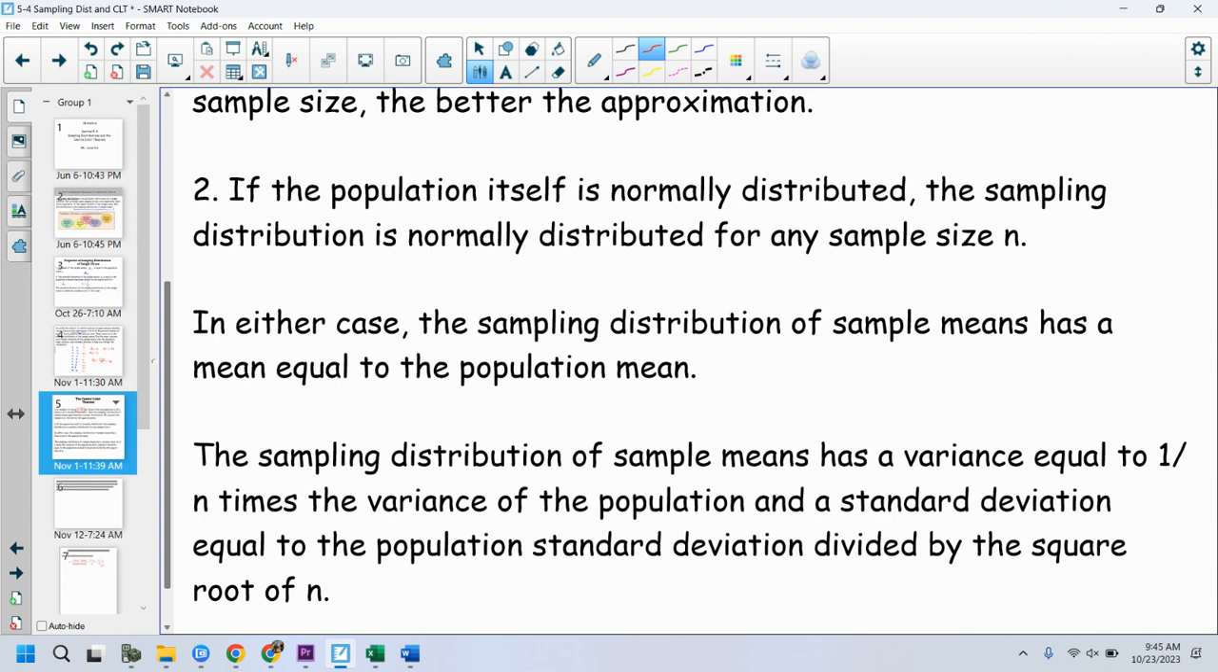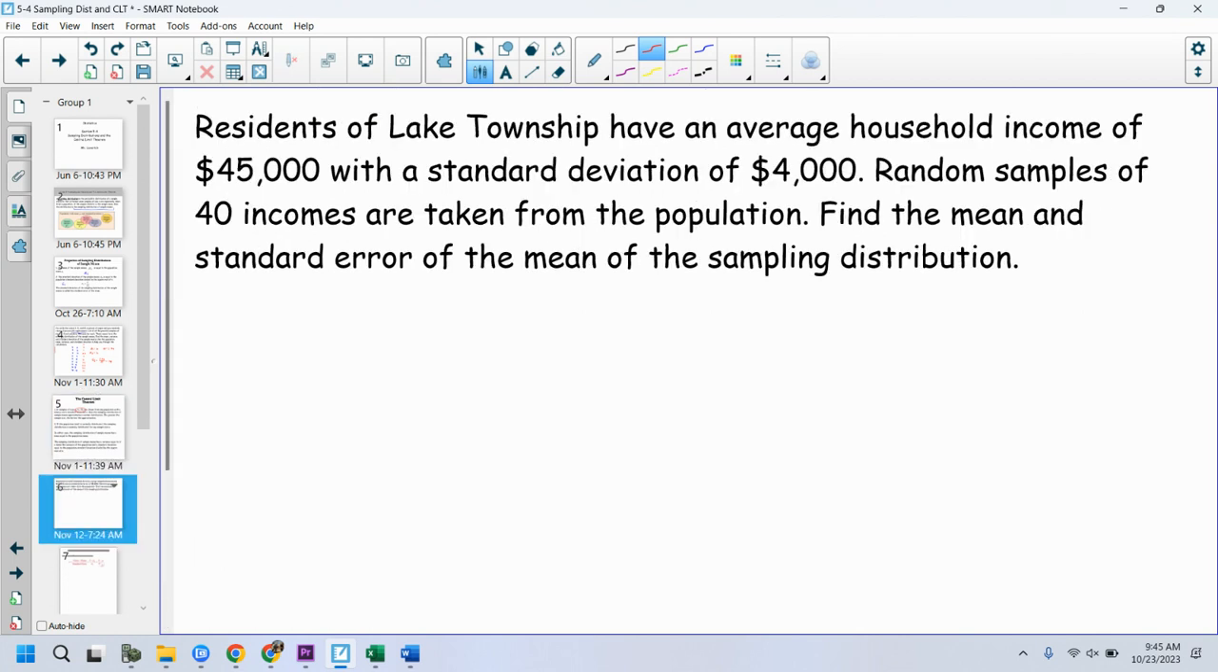So what does that mean? How do we put this into practice? Let's take a look. Residents of Lake Township have an average household income of $45,000. That actually is different. I looked this up last year because I was wondering if that was true. That's individual income, not household, so just double it for household income. A little less than that. With a standard deviation of 4,000. Random samples of 40 incomes are taken from the population. Find the mean and standard error of the mean of the sampling distribution.